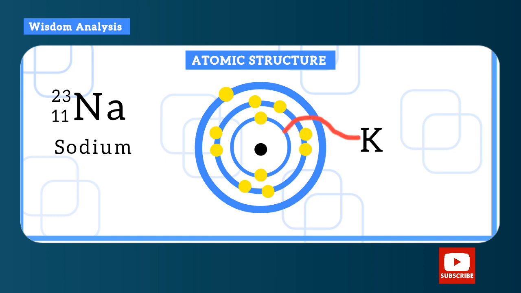The first shell is called K, second shell is L, and the third shell is M, and so on and so forth. Now the first shell can only contain 2 electrons and the second can only contain 8 electrons. So how do we know? Well, here's the formula to know that.